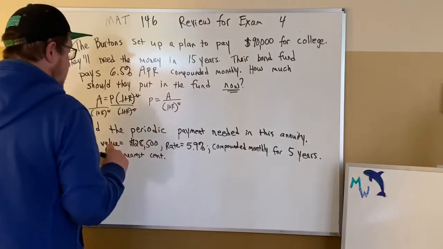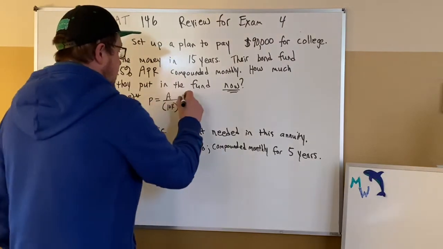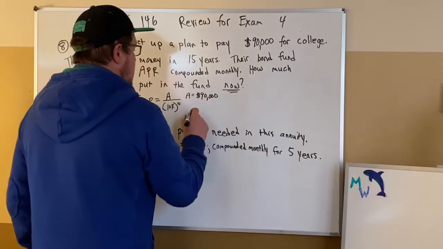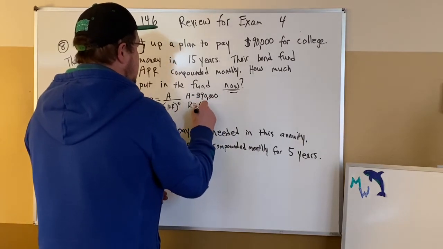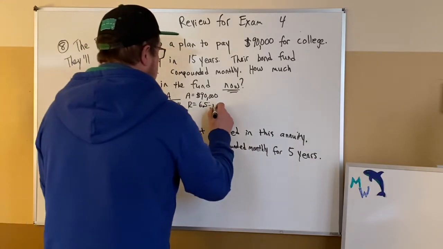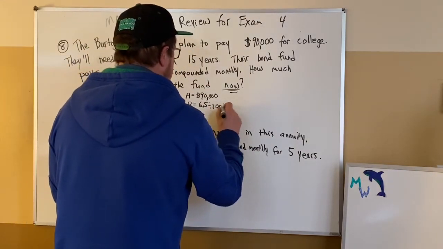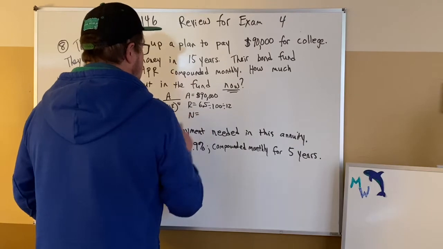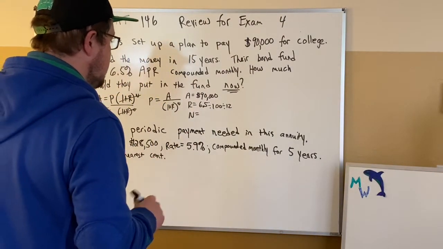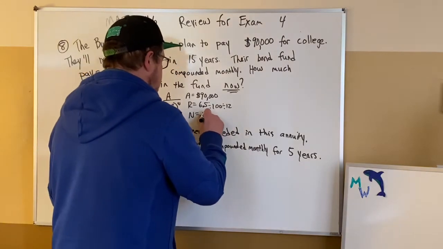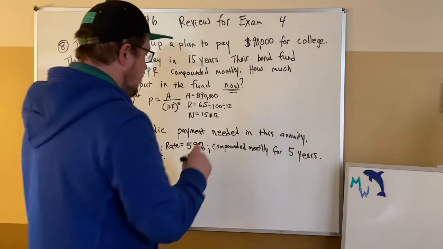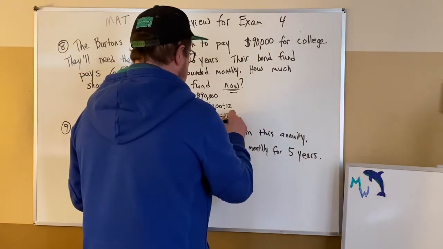Okay, the amount they need is $90,000 with a dollar sign. The R that they have is 6.5 divided by 100 for percent, and it's monthly, so divide by 12. And they're going to put this in for 15 years. So that's going to be 15 years, and interest is going to happen 12 times a year. So 15 times 12 gets you 180.